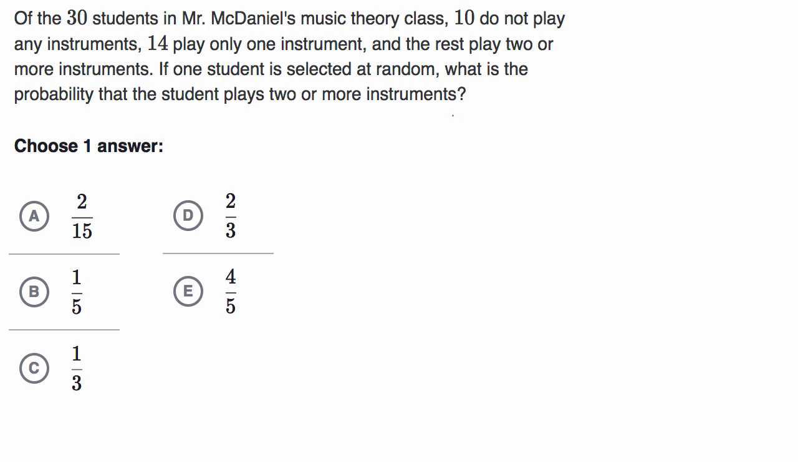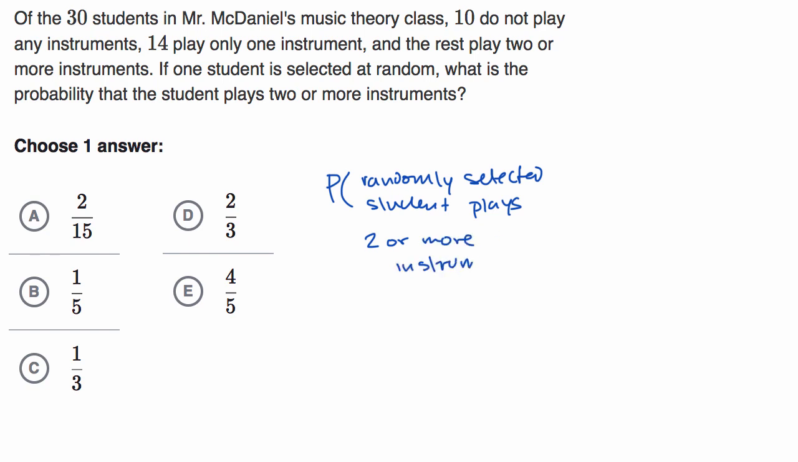Okay, now what are we trying to figure out? We want to figure out the probability that a given student, a randomly selected student, plays 2 or more instruments. So when you're doing a probability question like this, we know what our denominator is going to be. It's going to be, well, how many students are we picking from? Well, we're picking from 30 students.